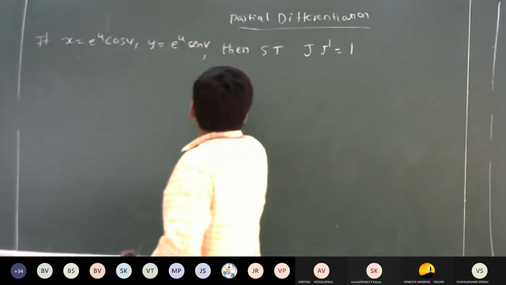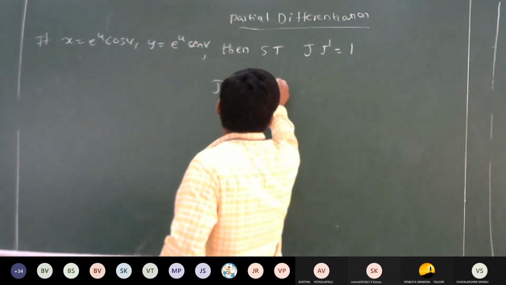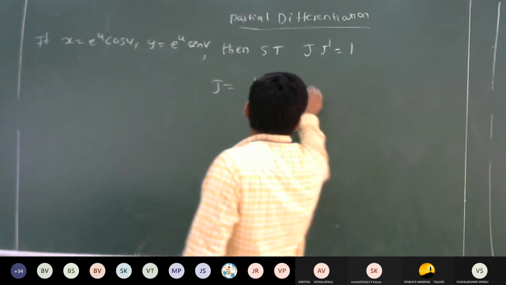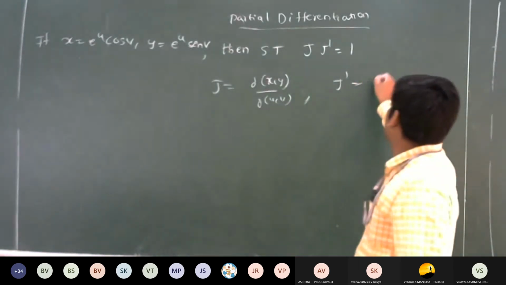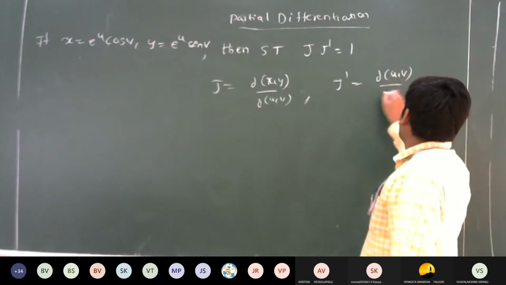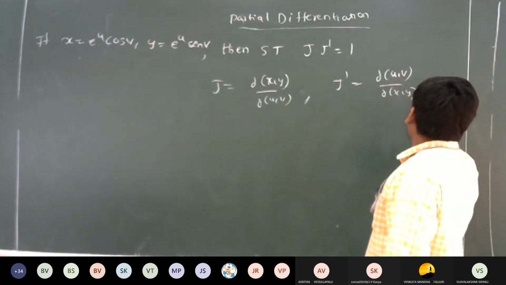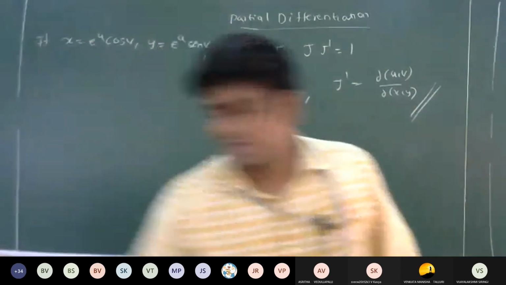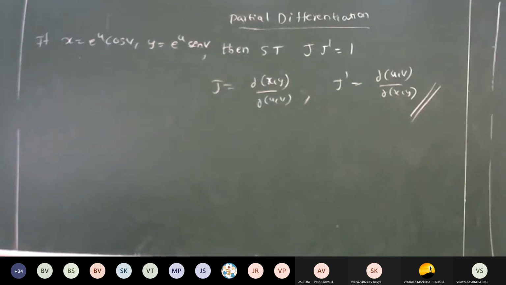So here J is nothing but dou of x comma y by dou of u comma v. Next, J dash is nothing but dou of u comma v by dou of x comma y. By using this way, you can calculate the given Jacobian, show J dash, and then prove J into J dash is equal to 1.